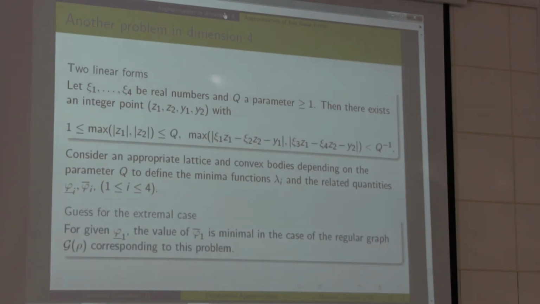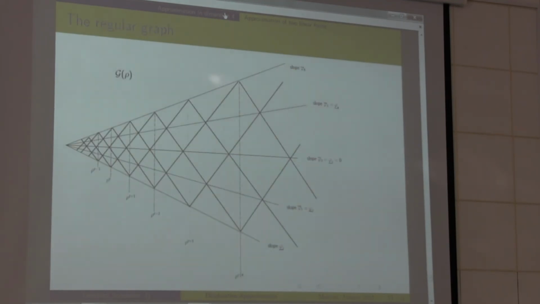And the guess would be the same, namely the extremal case, for which phi sub 1 underline is given and phi sub 1 overline is minimal, in the case of a regular graph corresponding to this problem. So what is it? Well, then it looks this way. Again, we have the parameter rho ruling the total angle here. After this, everything is determined by knowing that all the slopes of the increasing parts are 1 and the decreasing parts are -1. We have a problem that is self-dual in this case.